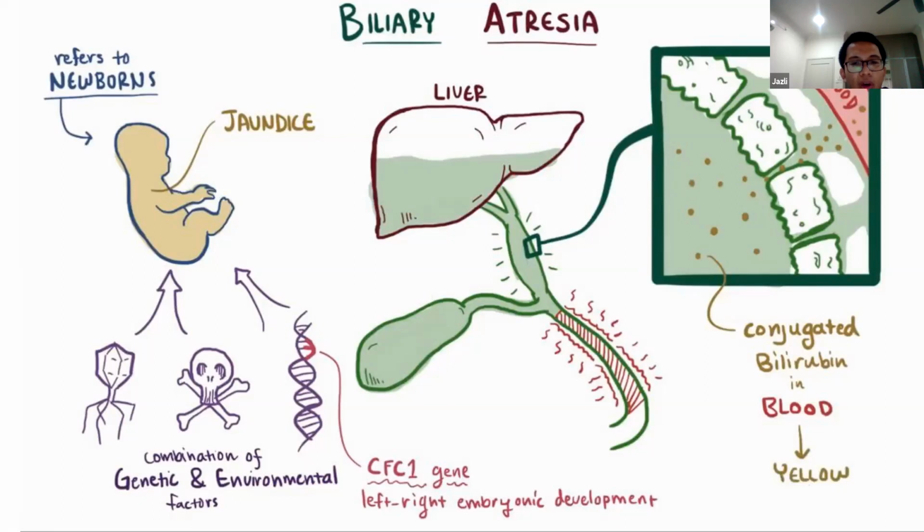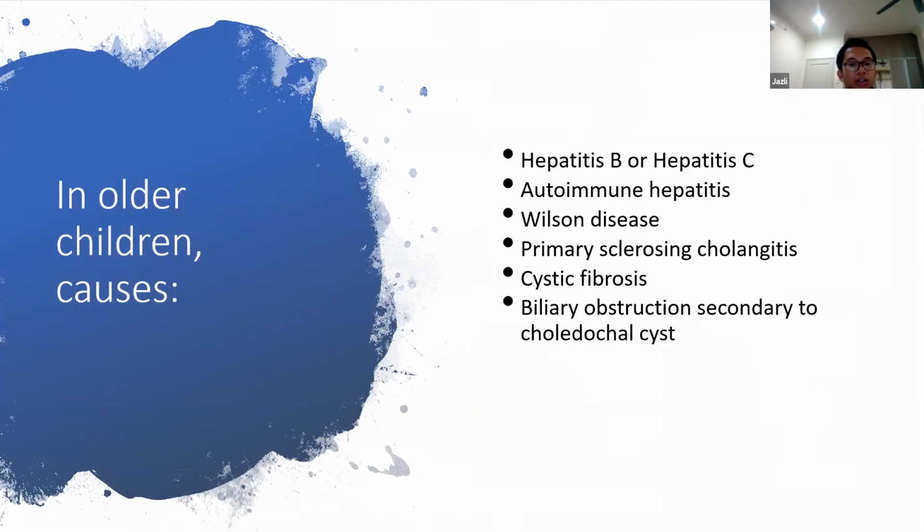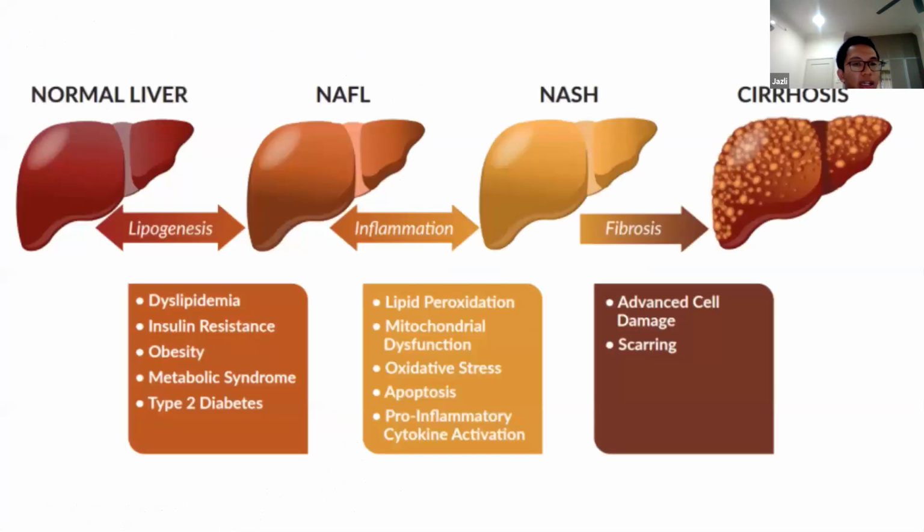And how do we treat a case of biliary atresia? We do the Kasai procedure. Basically it's a hepatoportoenterostomy, which is a surgical bypass. We want to bypass the atresia so that the flow is not obstructed. In older children, the causes include, as mentioned previously, hepatitis B, hepatitis C, autoimmune hepatitis, Wilson's disease, primary sclerosing cholangitis, cystic fibrosis, and biliary obstruction secondary to choledocholithiasis.